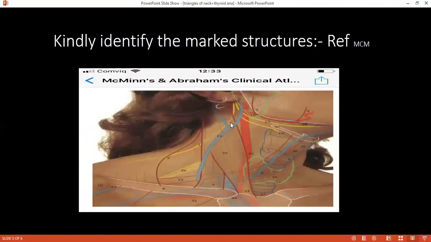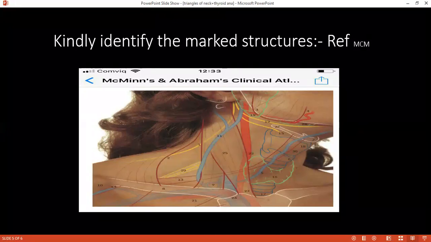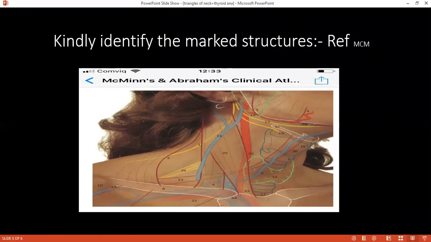Right. If you can first identify this blue structure, and please tell me the formation of it. Number 11 is external jugular vein. Yes. And how is it formed? It arises from the angle of the mandible from the parotid gland. Yes. Then it descends downwards superficial to the sternocleidomastoid and then further drains into the subclavian vein. Okay, good. Thank you.